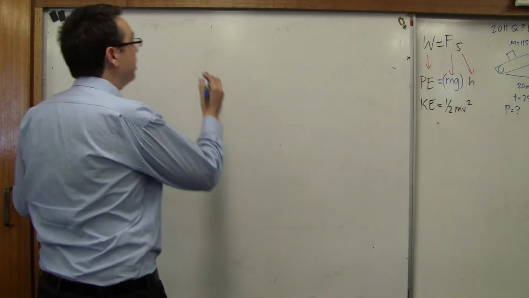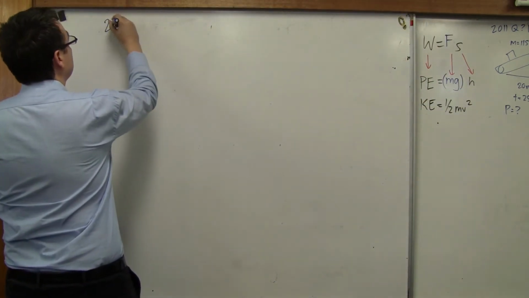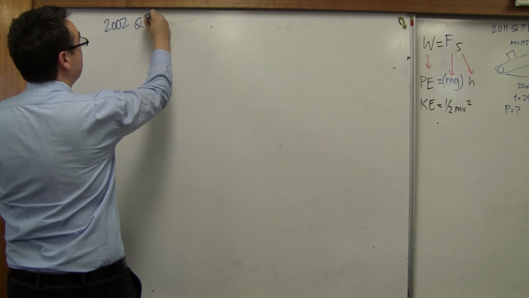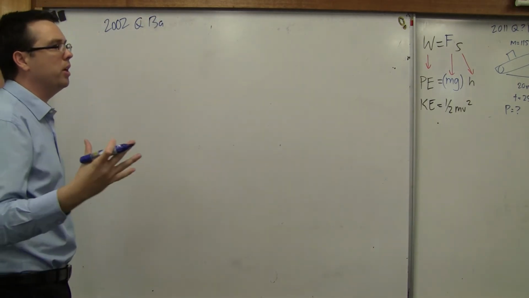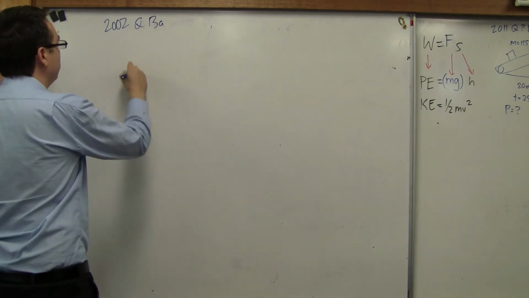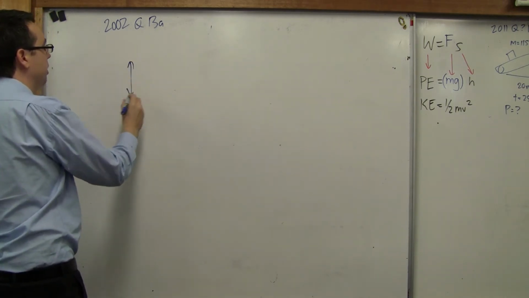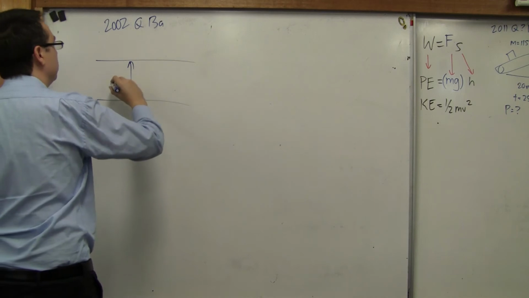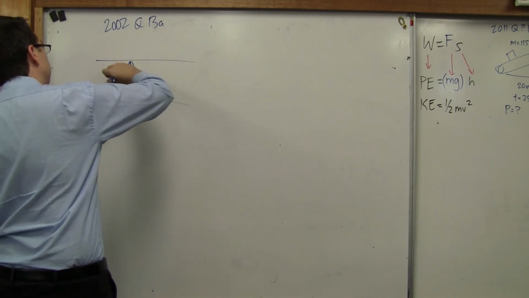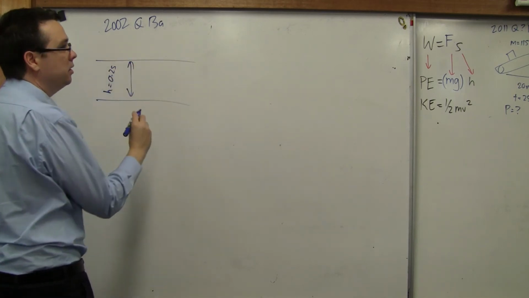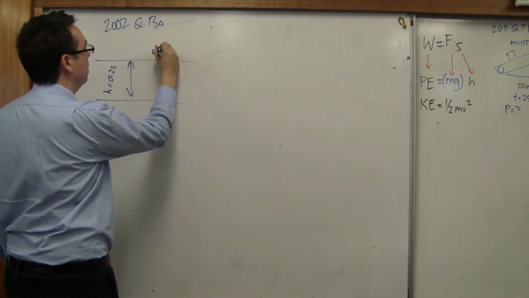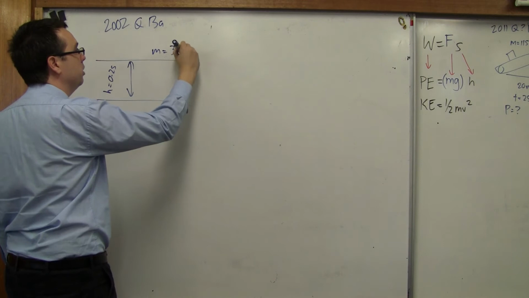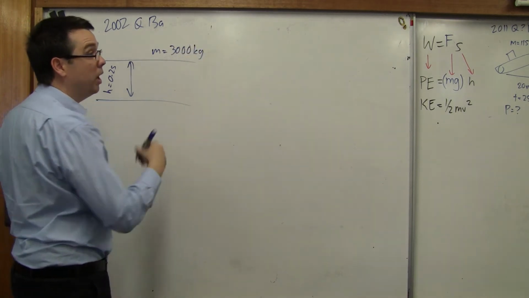Okay, so we'll do the 2002 question 13A. And what it says is that we have a bus that needs to be lifted. It needs to be lifted at a height of 250 millimeters, which we're going to convert to SI units. We're going to say that the height is equal to 0.25 meters. And we've got the mass of the bus is 3 tons, which we're going to convert into kilograms. You have to know that.